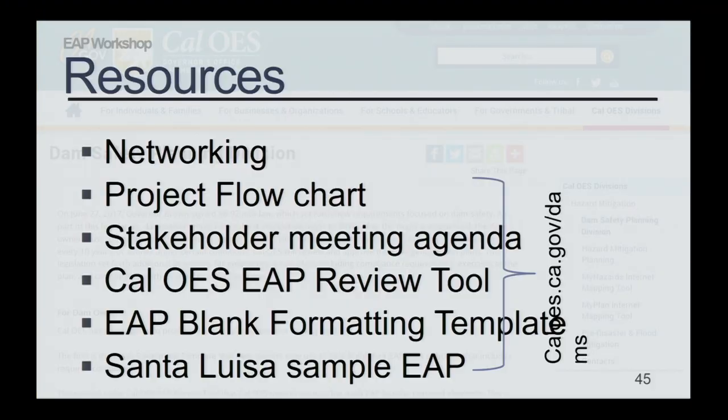We have the Cal OES EAP review tool, which we will cover in depth for you. I know you can't wait. The EAP blank formatting template, which is a shell that you can put your information in and be sure not to miss any pieces. And then the Santa Luisa sample EAP, which is an EAP based on a fictional dam in a fictional city, but it incorporates all these best practices. So if you learn best by seeing how somebody else did something, take a look at that, and you probably picked up copies of the review tool and the Santa Luisa dam on your way in.